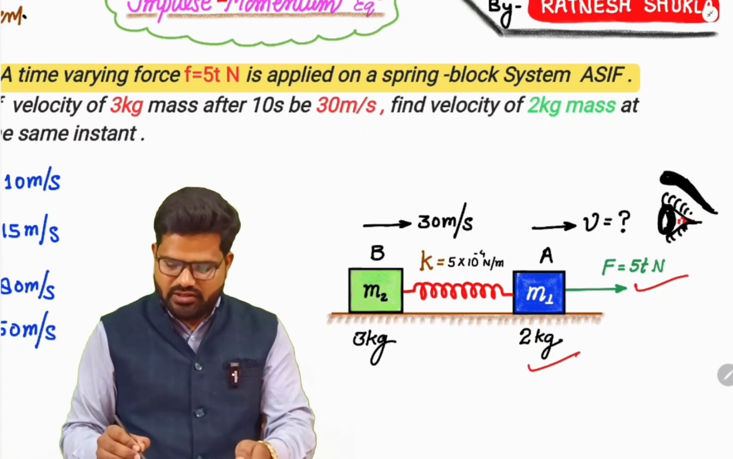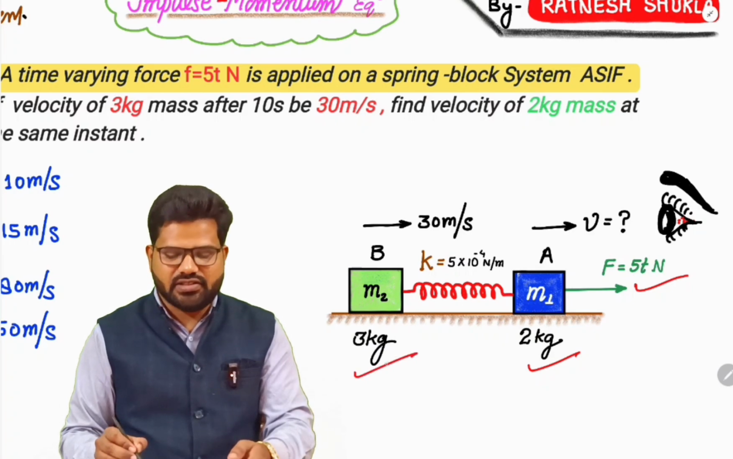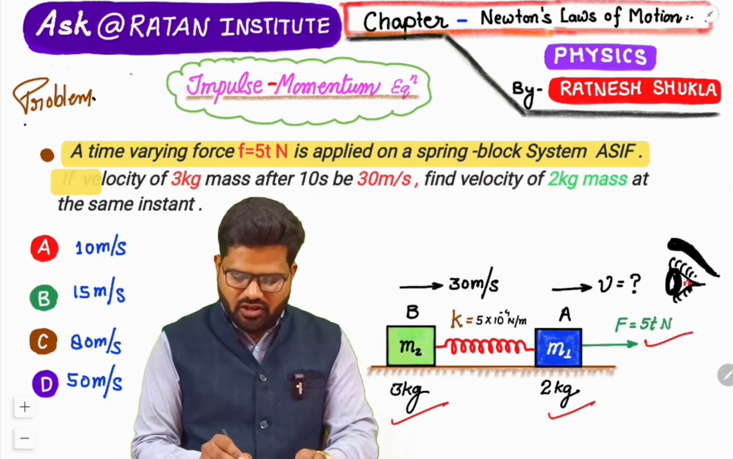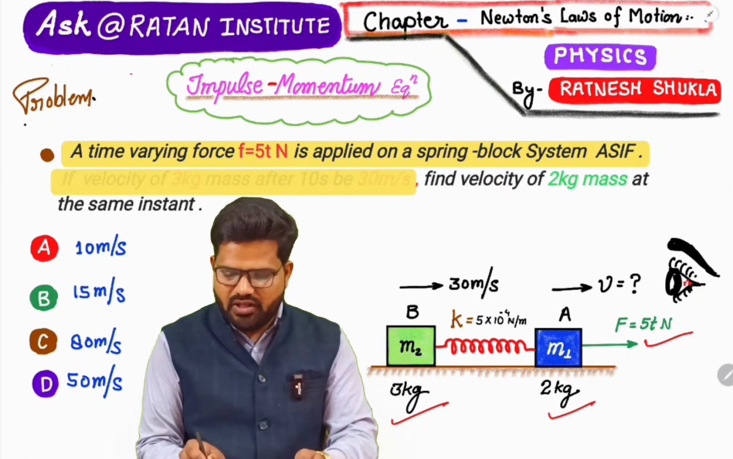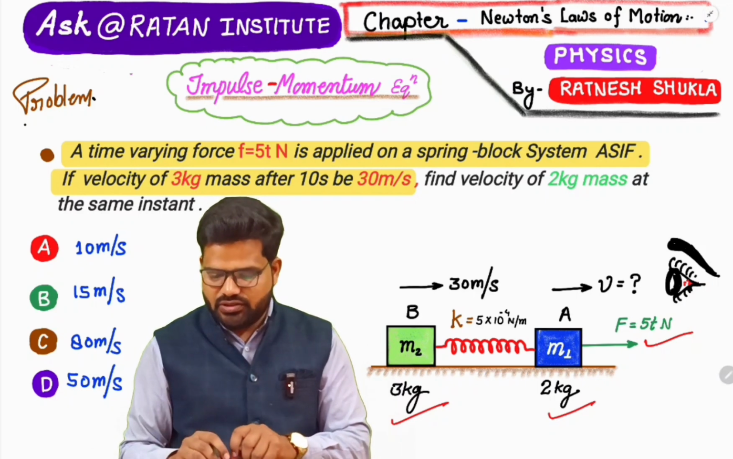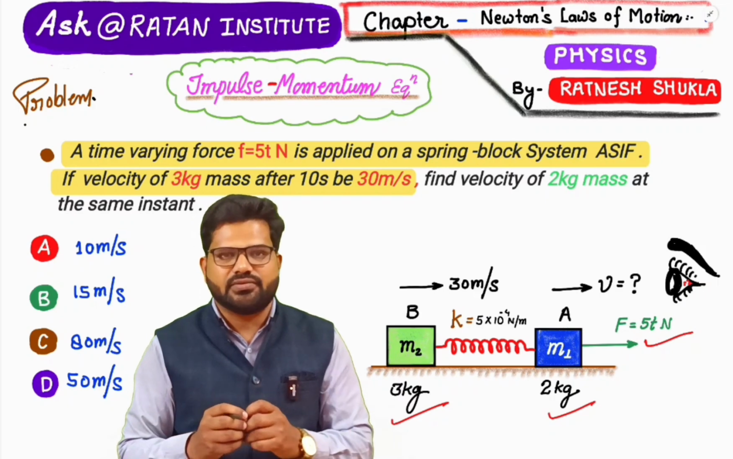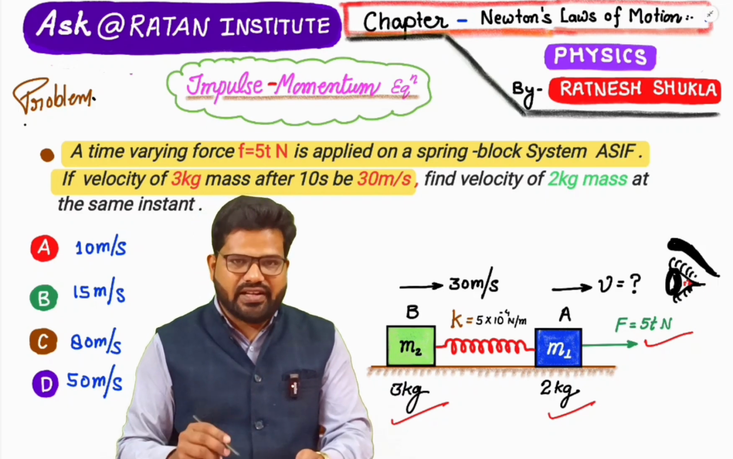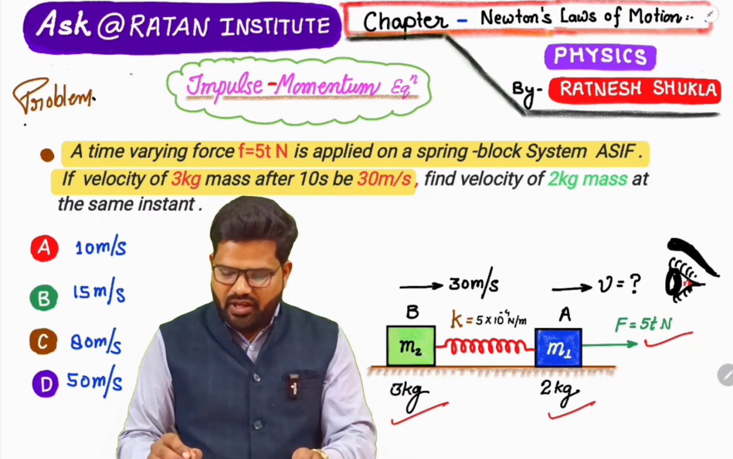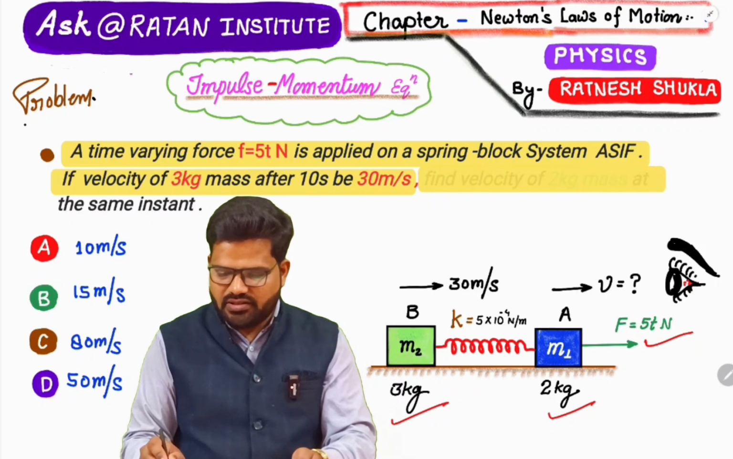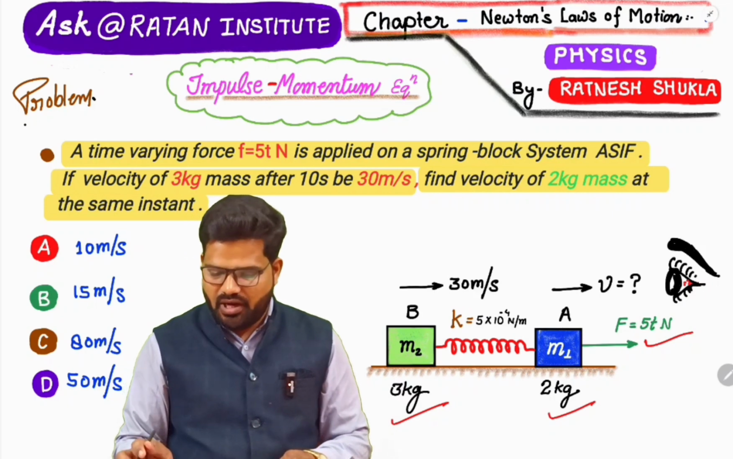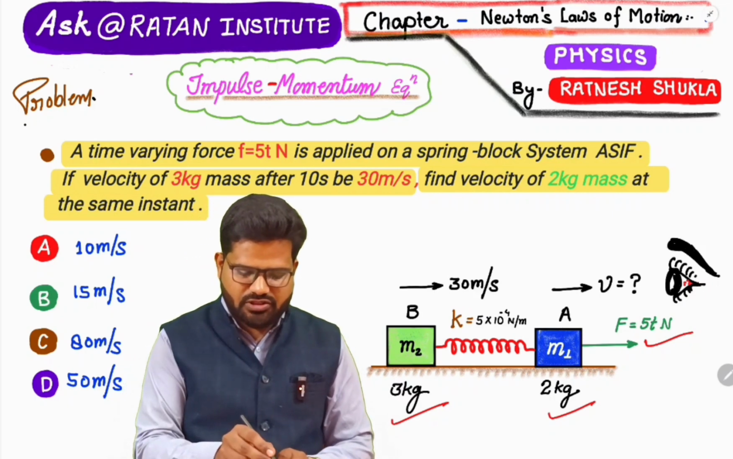Block A has the mass 2 kg and block B has the mass 3 kg. They are connected by a spring, you can see in the figure. The question is, if the velocity of the 3 kg mass after 10 seconds is 30 meter per second, after applying the force, the blocks start moving. Since there is no resistive force between the contact surfaces, the motion starts, and after 10 seconds block B attains a velocity of 30 meter per second. It is being asked here, find the velocity of the 2 kg mass at the same instant. This is the question basically.